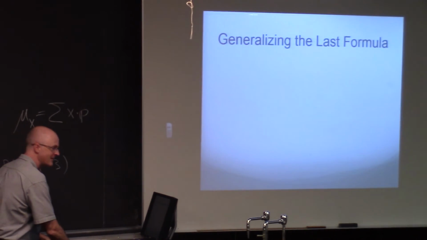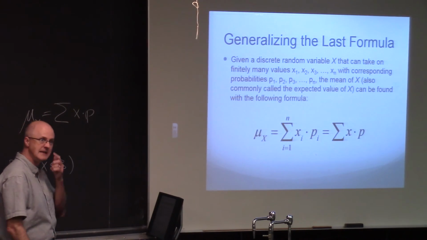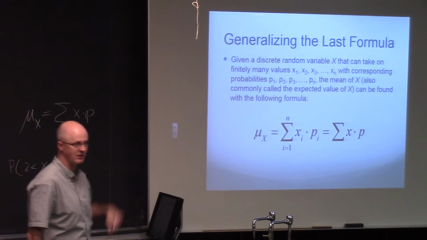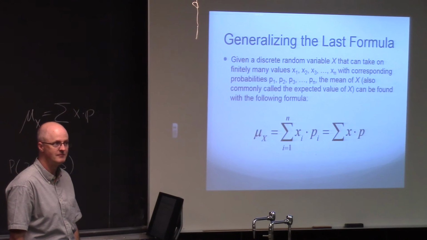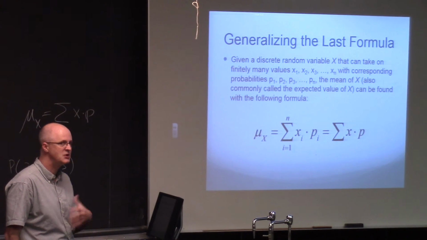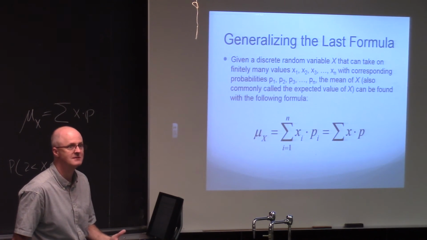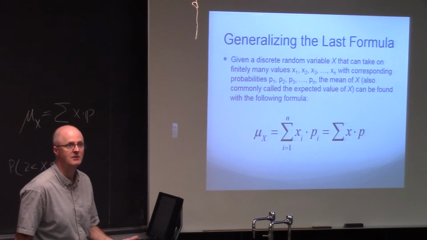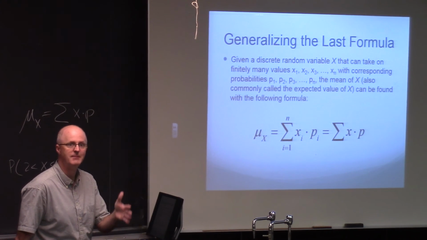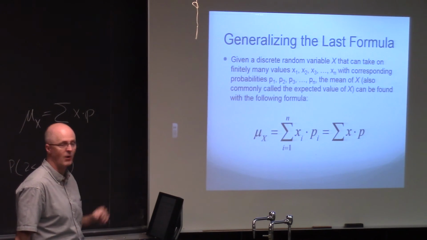Pinch yourself. Yeah, that was an example that can be generalized to this formula here. That's an intuitive reason why this formula works. Why it's a good idea to define the mean of a random variable, a discrete random variable with finitely many possible outcomes in this way.